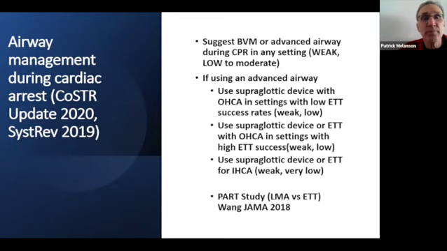Any other questions? There were a couple more. One was from Dr. Myers asking if you specifically use antidysrhythmics after ROSC.